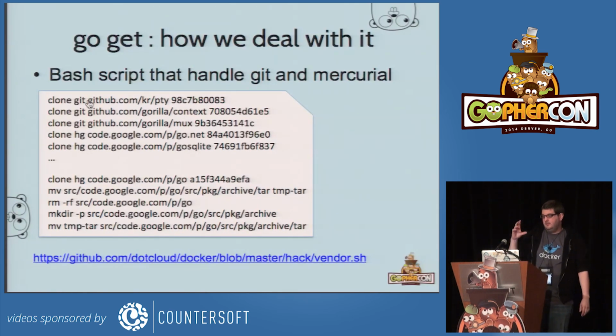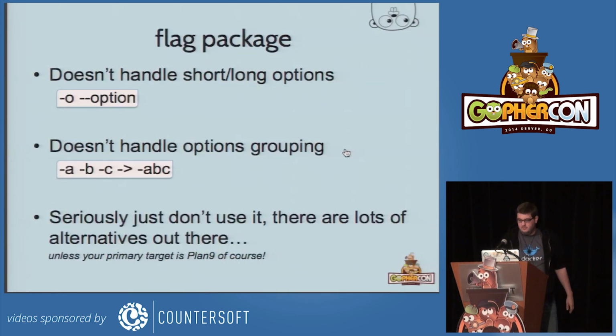So we dealt with that by vendoring all of our dependencies in the Docker repo. We have a vendor folder with all the source code of our dependencies. And we also have a shell script that basically works like go get. You just say, I want this package, it's using Git and this revision, and it will fetch it for you and put it in the vendor repository. Also, as you can see, we are vendoring the archive package from tip. I will explain that later. But we also vendor some other packages.